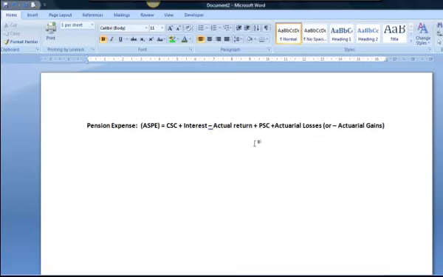But don't forget, you'd also have to add in your past service costs. So if there were any plan amendments that took place, right? So say, for example, the workers were going to get a bigger benefit because the company perhaps has granted them a benefit for past service, then that would be added to your pension expense.